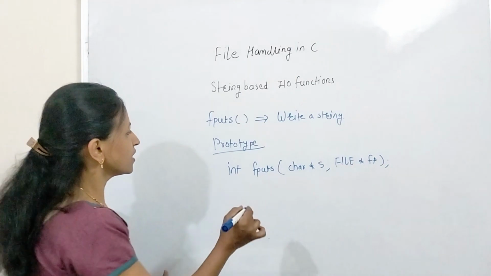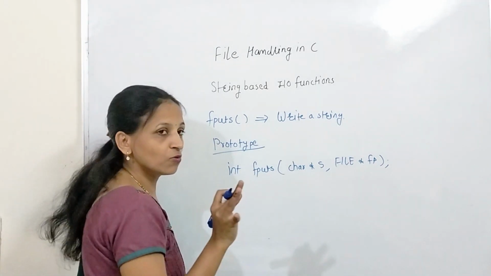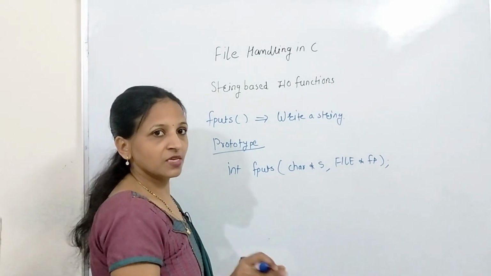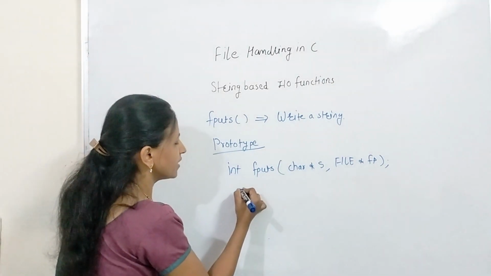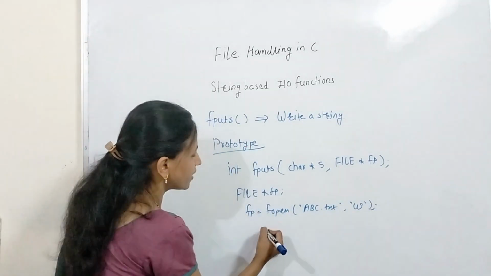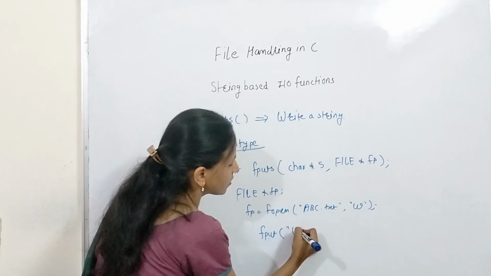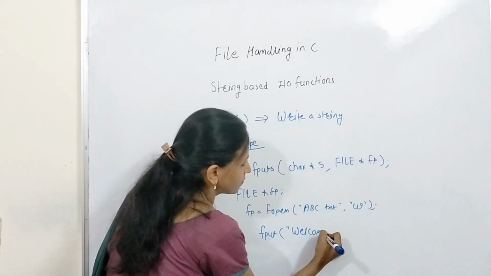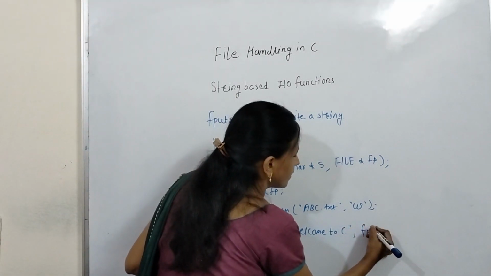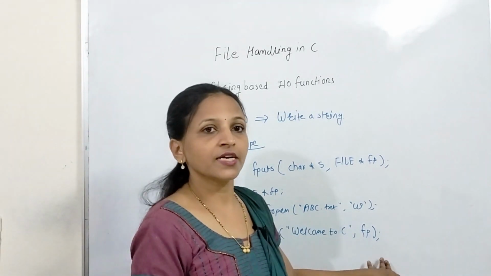Now how to use this function? Let us see one example. Again the same thing, fp is a file pointer, and we have opened abc.txt in write mode. We have to open it in write mode compulsorily because we want to write a string to the file. Now I want to write one string to the file. I have written here fputs, "welcome to C". This is the string and I want to write this string in that fp, this file, abc.txt. Then this string will be written inside this file.